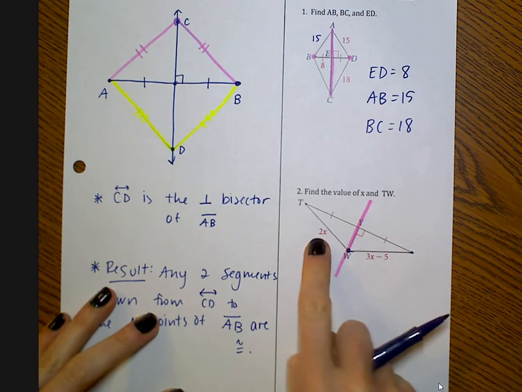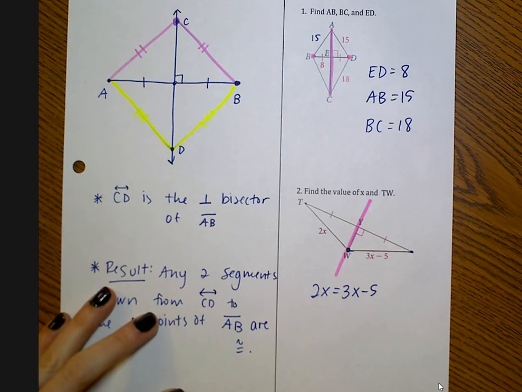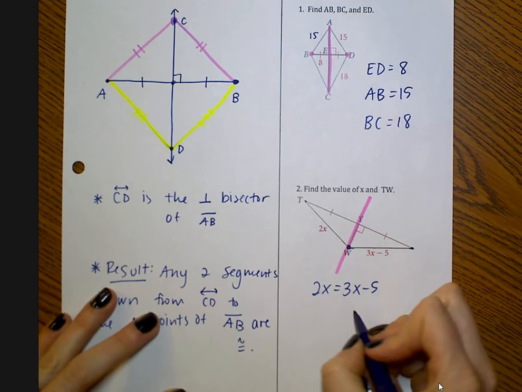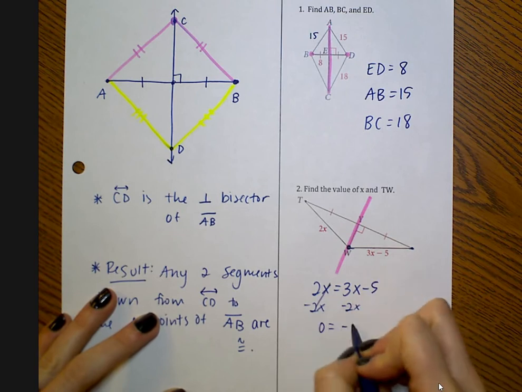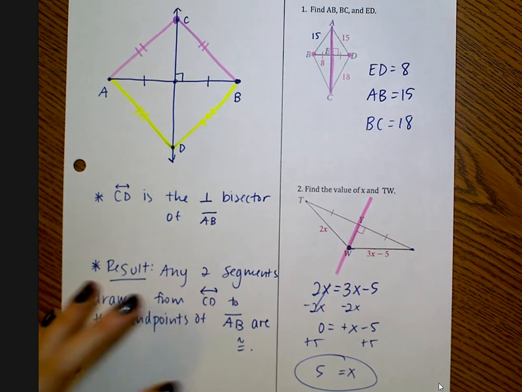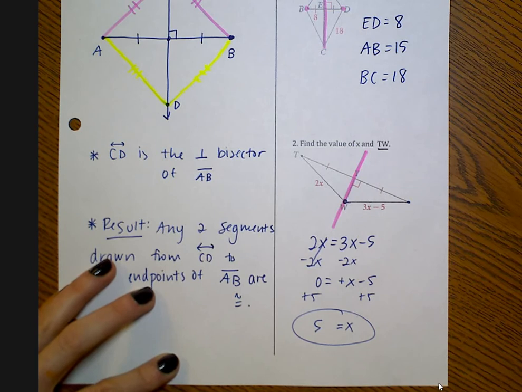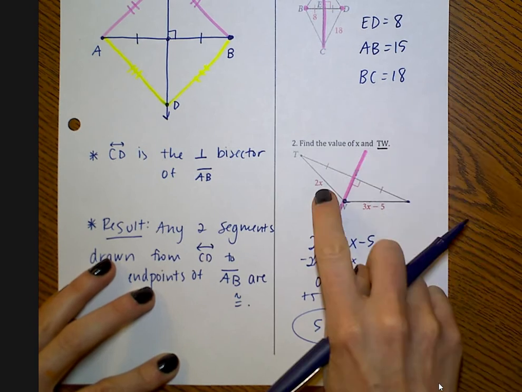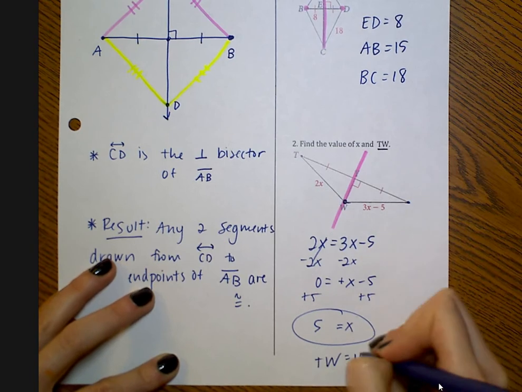So I'm just going to set 2x equal to 3x minus 5. And then it's just a simple algebra problem. I'm going to subtract 2x. Ooh, that's positive. And then I'm going to add 5 over. And I get x equals 5. Notice that they also wanted you to find TW. So TW is the 2x part. So if I just plug in 5, TW is 2 times 5, which is 10.